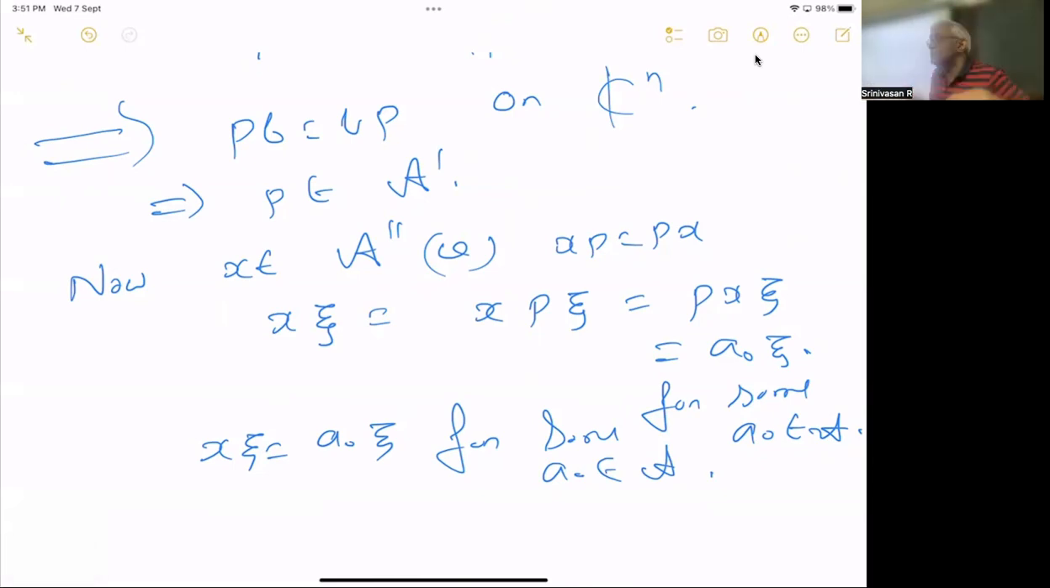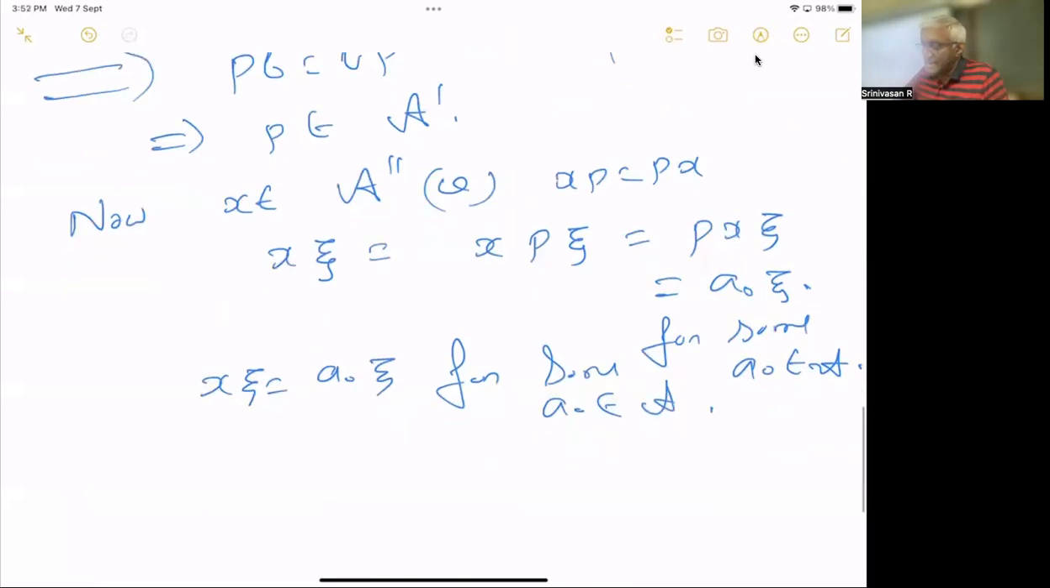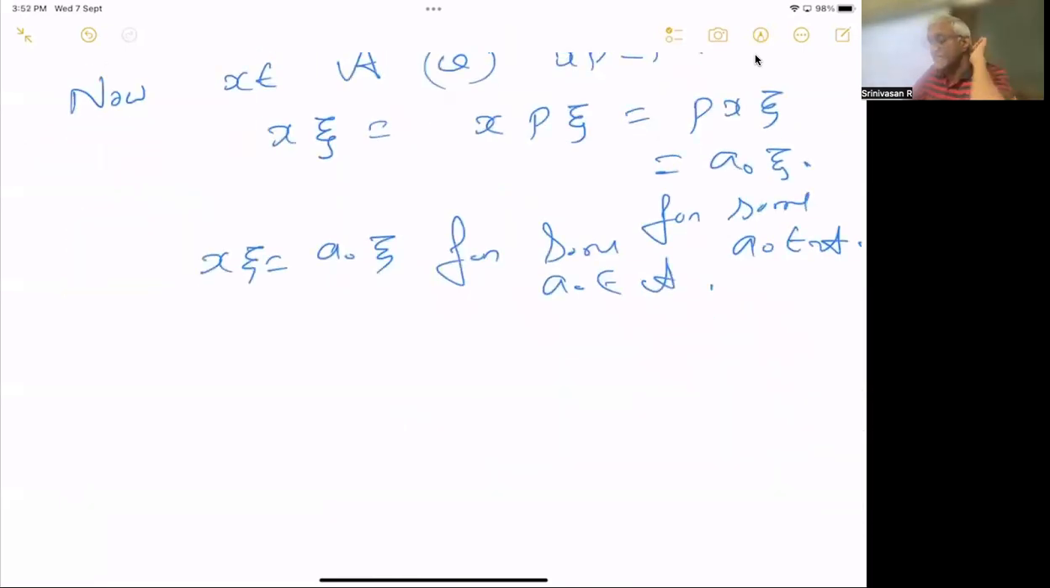But if we prove this for linearly independent vectors, a single A naught for all linearly independent vectors, or for the basis, that is enough. So this says that if you take an x in A double commutant, then there exists A naught such that xi equals A naught xi. This is for a single xi.